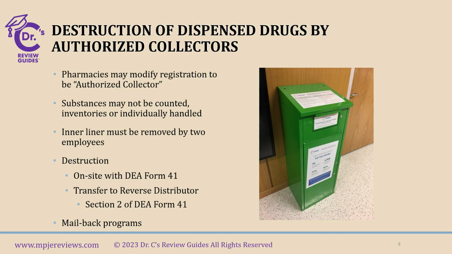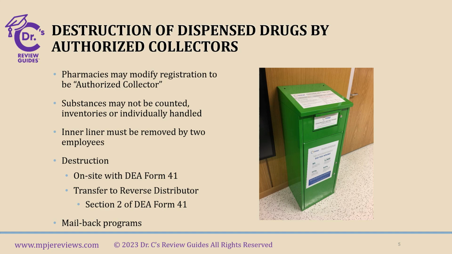And each inner liner has a serial number, and actually it's that serial number when you're going to destroy them using DEA Form 41. Instead of writing the NDC numbers down, you write the serial number of each inner liner if you're going to destroy them on the premises. Again, most people don't destroy these things on the premises. They ship them away to be destroyed somewhere else.